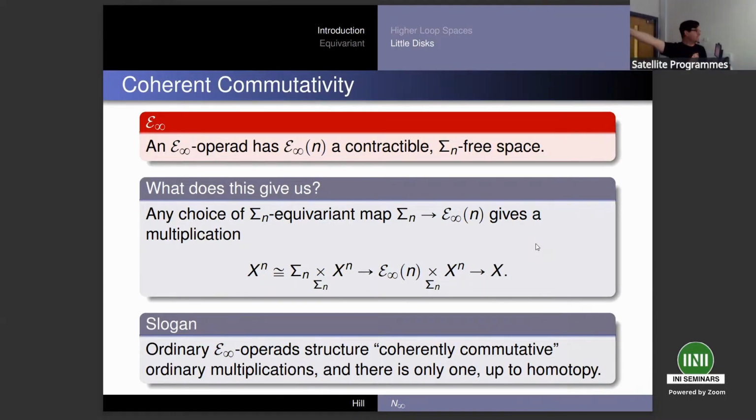I needed that map to be sigma n equivariant to be able to take that sigma n equivariant map, cross it over sigma n with x to the n, but now I just use the operadic structure map to take me to x. So I get an essentially unique choice of multiplication. The uniqueness gives me a ton here. It gives me associativity, it gives me commutativity, because the difference between my map, that was a choice of embedding sigma n in, and the map in the other order is just a different way of embedding sigma n in.